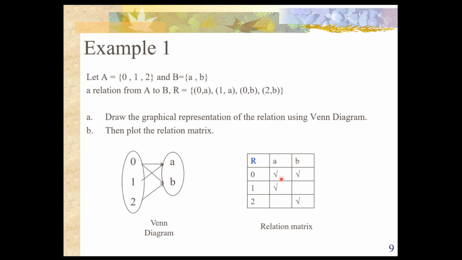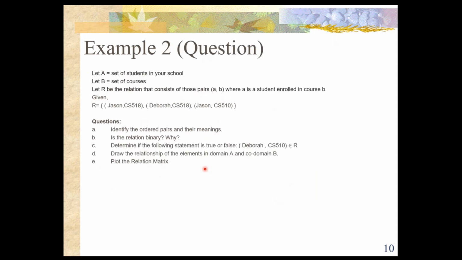And then here, as you can see, we're not using zeros or ones. Instead, we will tick if there's a relation. So 0A, there is a relation. 1A, there's a relation. 0B, there's a relation. 2B, there is a relation. So the empty cells indicate no relation, or you can just put X there if you want to. It doesn't really matter. If it's left empty, it indicates no connection, no relation.